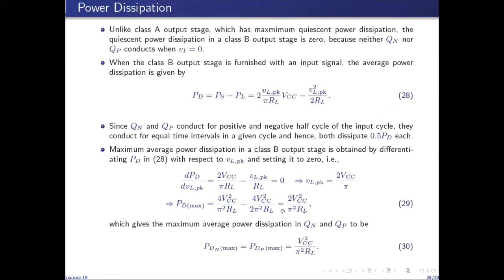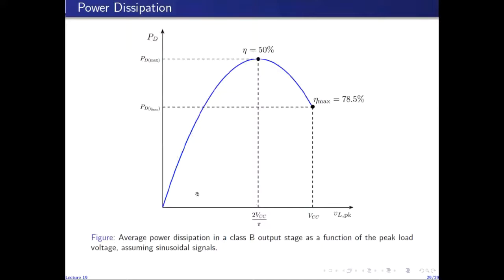So this is the maximum average power dissipated over the whole cycle of the input signal, which means that since Qn and Qp conduct for half the cycle, the maximum average power dissipated in each of Qn and Qp is half this value, that is VCC square over pi square RL. We can plot this average power dissipated in the class B output stage against VL peak, and this is what it looks like.